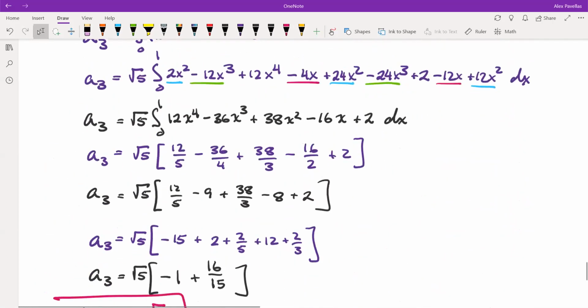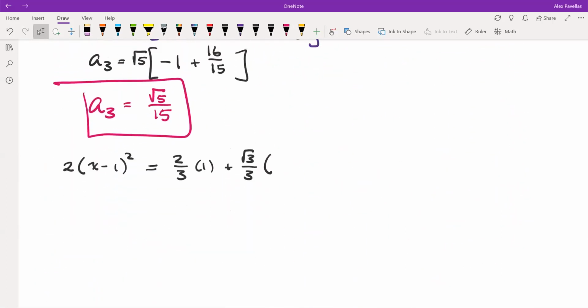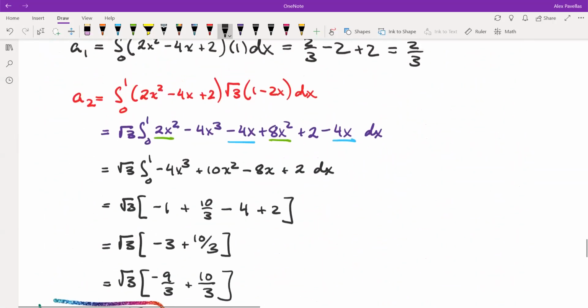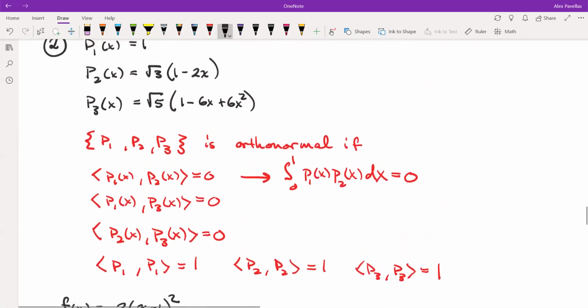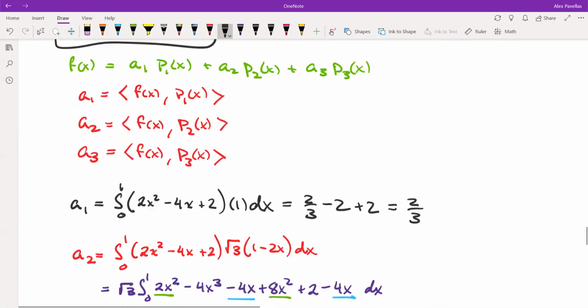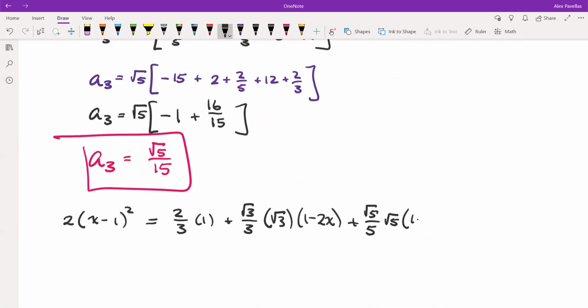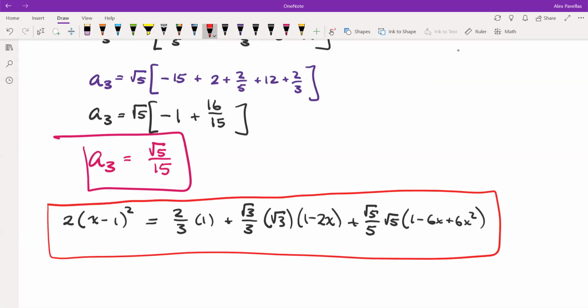Okay, so times root 3 times 1 minus 2x, and then plus our A3, well, that's very conveniently right there, root 5 over 5 times our third basis vector, which I believe also had a root 5 in it. Where was that at? It was root 5 times 1 minus 6x plus 6x squared. There it is. So times root 5 times 1 minus 6x plus 6x squared. And we have effectively rewritten this original polynomial as a linear combination of these other polynomials.